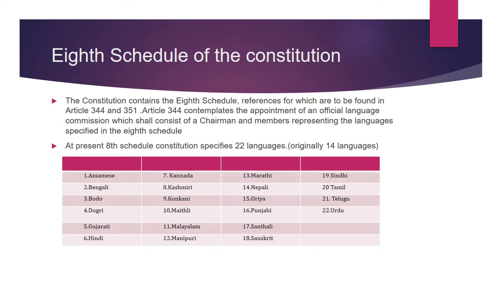The Constitution contains the 8th schedule. At present, the 8th schedule of the Constitution specifies 22 languages: Assamese, Bengali, Bodo, Dogri, Gujarati, Hindi, Kannada, Kashmiri, Konkani, Maithili, Malayalam, Manipuri, Marathi, Nepali, Oriya, Punjabi, Santali, Sanskrit, Sindhi, Tamil, Telugu, and Urdu are the 22 languages specified in the 8th schedule of the Constitution.